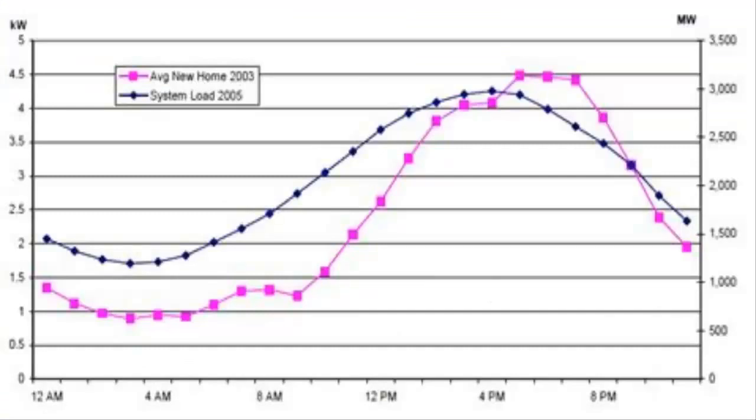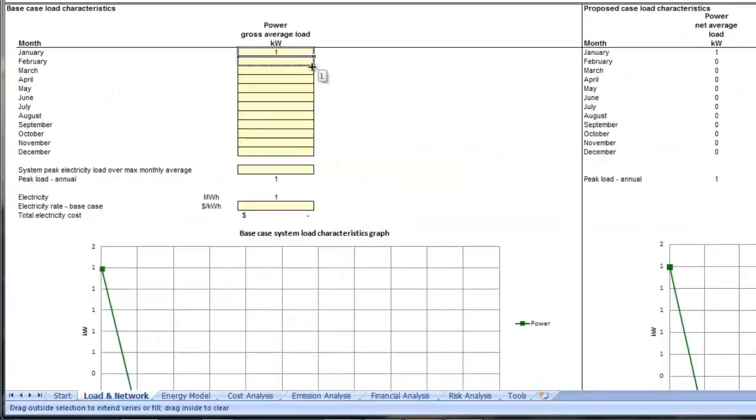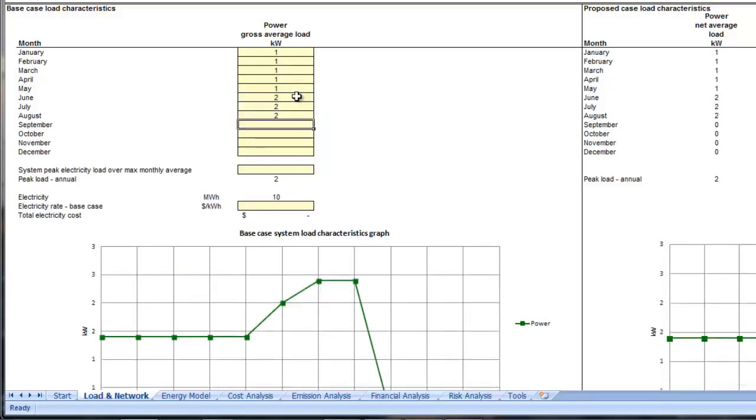A small residential application in California will typically have monthly loads between 300 to 600 kilowatt hours per month, with a corresponding gross average load of 1 to 3 kilowatts. The chart shown here, taken from a study on the impact of distributed energy efficiency with solar on-peak load, gives us a better idea of the average residential demand peaks in California. Based on these charts, we will assume gross average loads as shown here, and enter these into the corresponding cells.